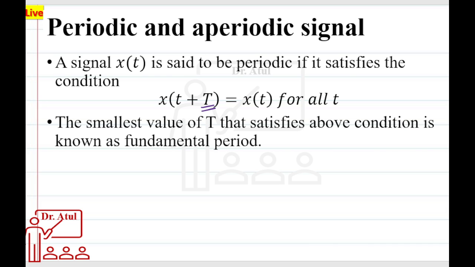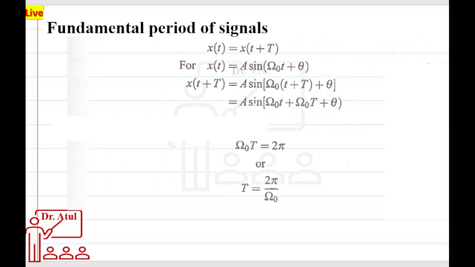So the smallest value of this time, after which it repeats, is called the fundamental period. The fundamental period of a signal is important. We will do a little analysis to calculate the fundamental period of any signal. The fundamental period can be calculated by this little analysis I have done.